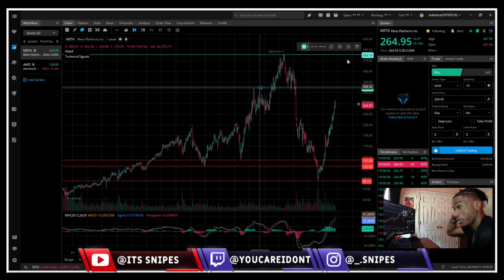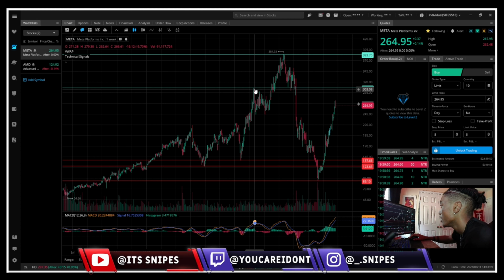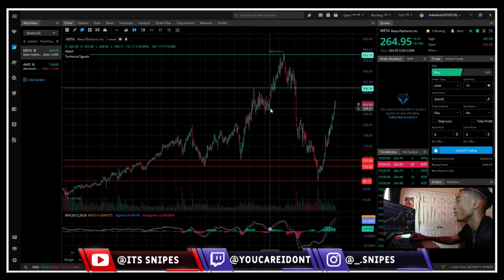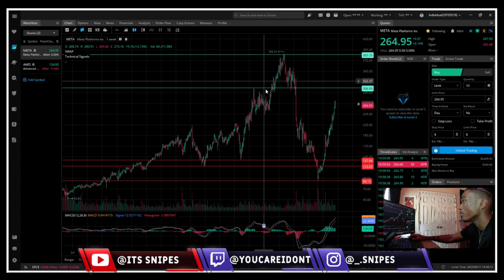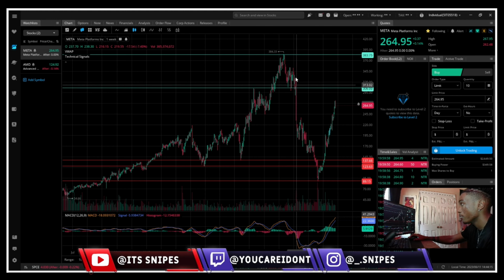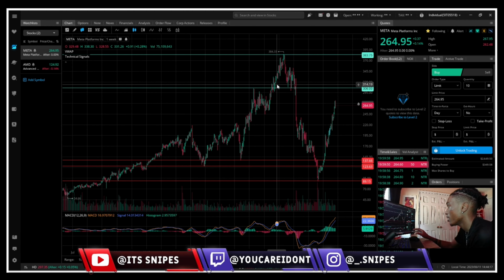Okay, now once it's at the 306 level, as you can see, it tried to break this level. Alright, it couldn't go any higher, so it came back down and it was fumbling at this level for a minute. It got real choppy until the market decided, okay, let me test it again and see if I can pass. And as you can see, it passed this level. This is called the supply zone. Alright, this is the supply zone.